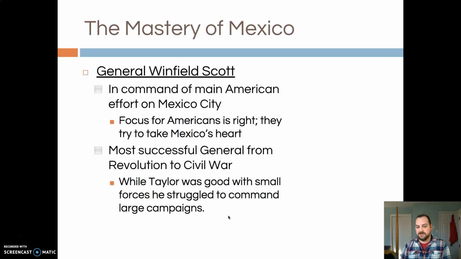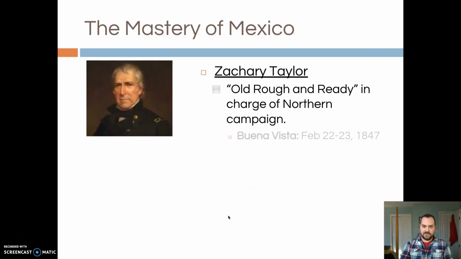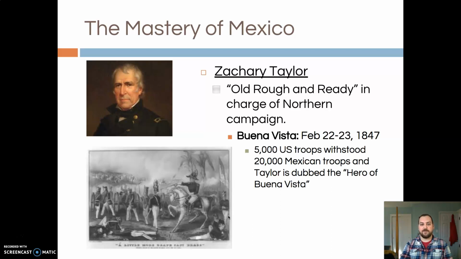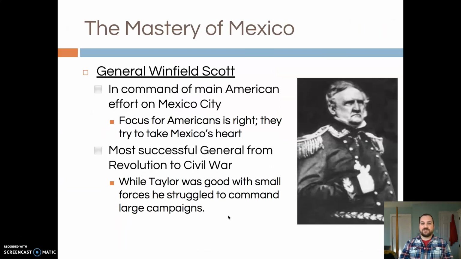From the Revolution to the Civil War, he was the most successful American general. Although you've heard a lot about Andrew Jackson in the War of 1812, we basically studied the Battle of New Orleans because of how it propels Andrew Jackson to the presidency, much like Zachary Taylor, Old Rough and Ready, will be propelled to the White House because of his campaign in Mexico. Winfield Scott, there he is, Old Fuss and Feathers. He got that nickname because he wore this uniform with the frills and everything else all the time.